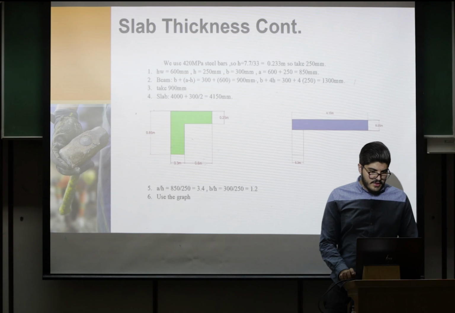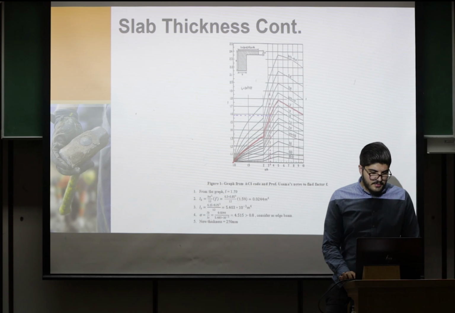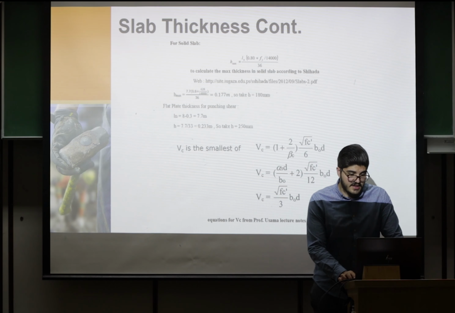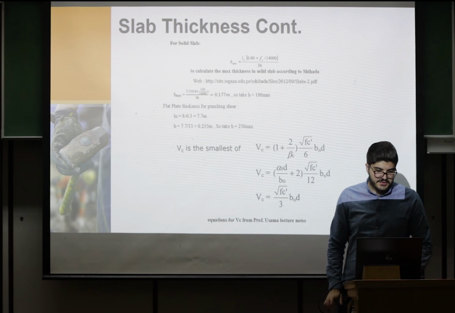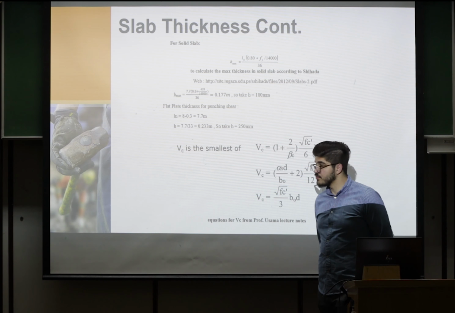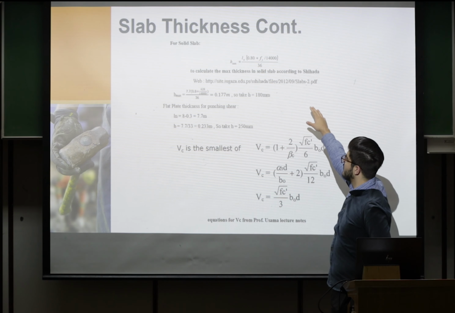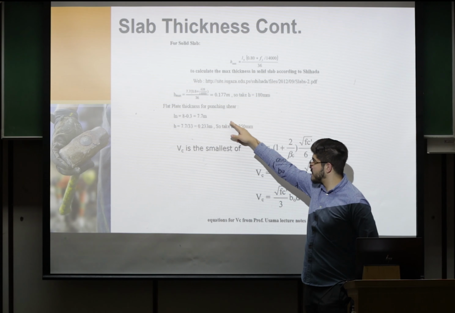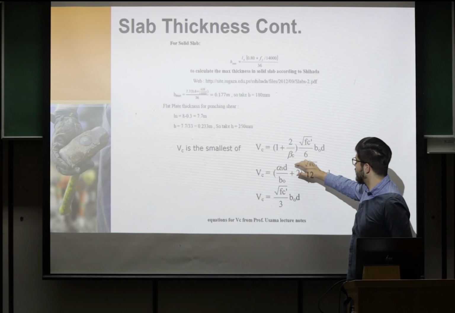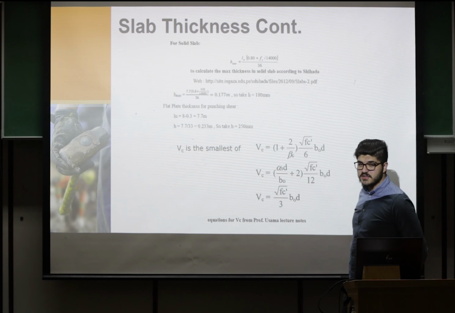So going through, we have the same example here. Then we use the table again. Going by the solid slabs, we have this rule to find the flat plate in punching shear. So we have this rule, which is Vc, and then we have a certain procedure to find it.